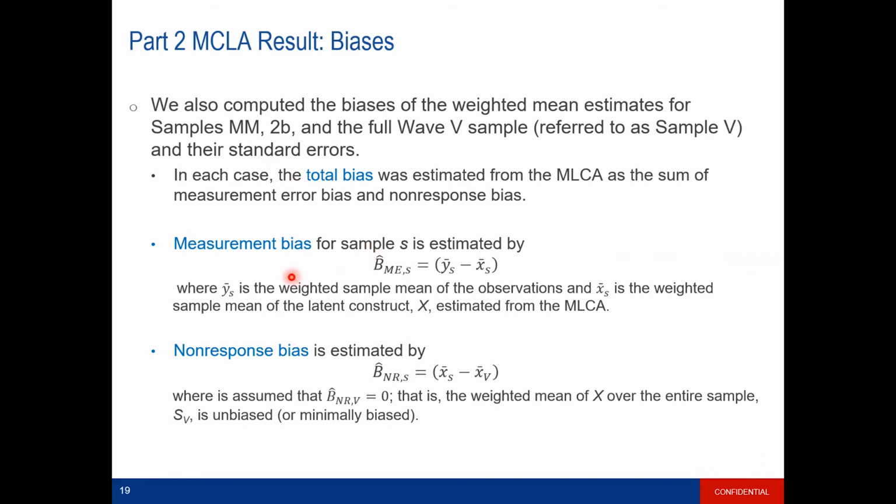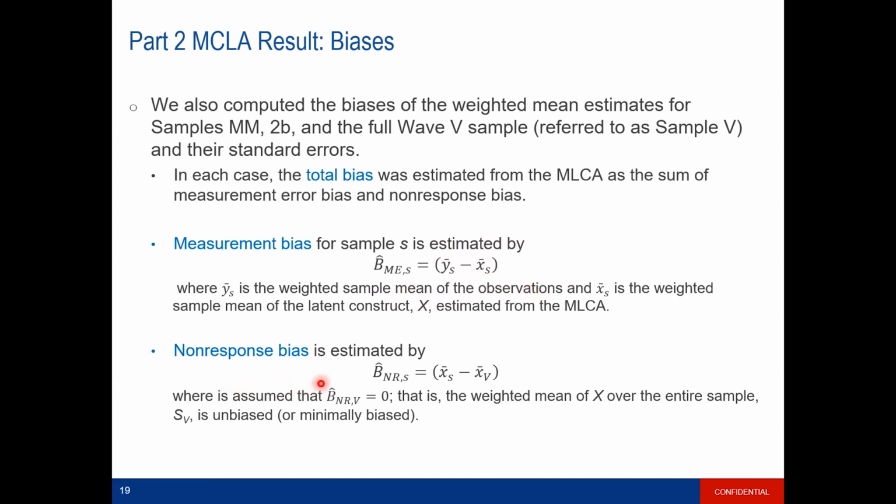For the measurement bias for the sample, we estimated it as just using the wave 5 sample. We compare the weighted sample mean based on the Y values minus the weighted sample mean based on the X values. So this is the measurement bias.